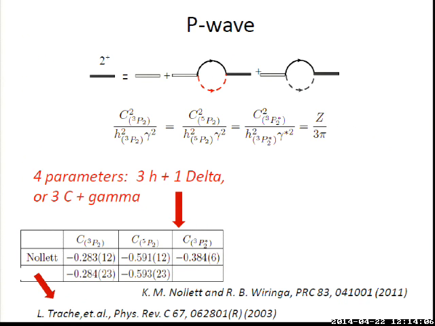So these numbers are from Ken Nollett's calculation from this reference I have mentioned before. This core excitation was not computed in this paper. So Ken Nollett, our collaborator, computed this later on. And there's a measurement for these ANCs. There's no data for the core excitation ANC. And actually, this is the E1 transition.